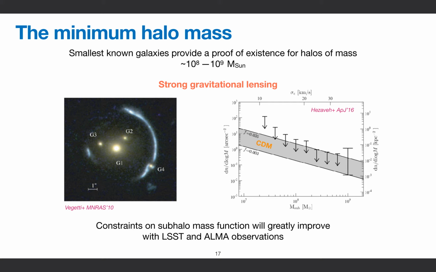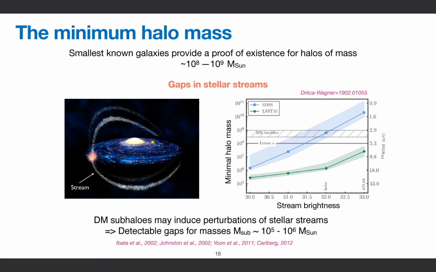An example is in the next slide, where you can exploit gaps in stellar streams, and I think probably Mariangela Lisanti talked about them yesterday. You can exploit the perturbation induced by dark matter subhalos in stellar streams to set a bound on the minimal halo mass, exploiting the stream brightness, and there are very good and promising prospects for what you can do with LSST.